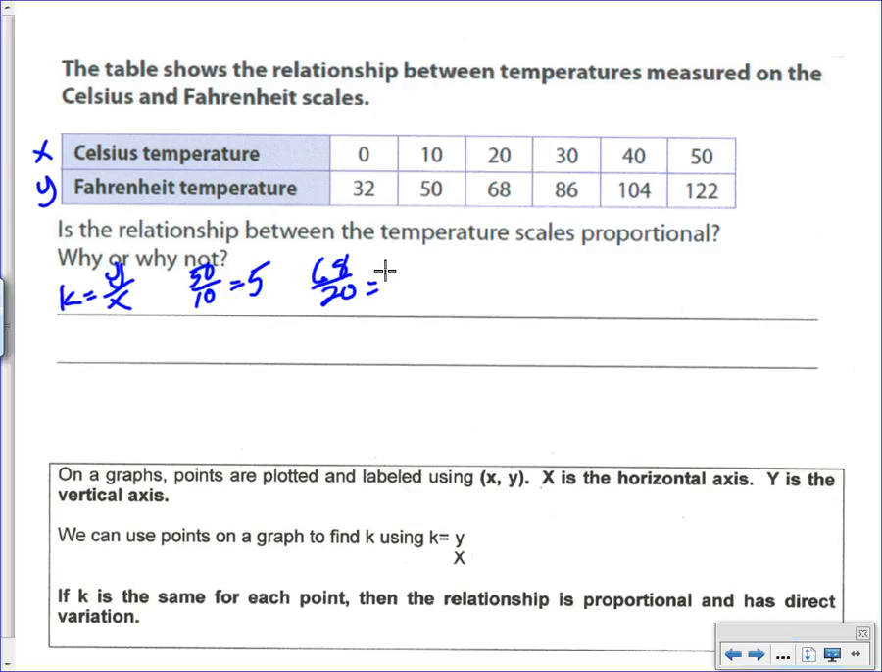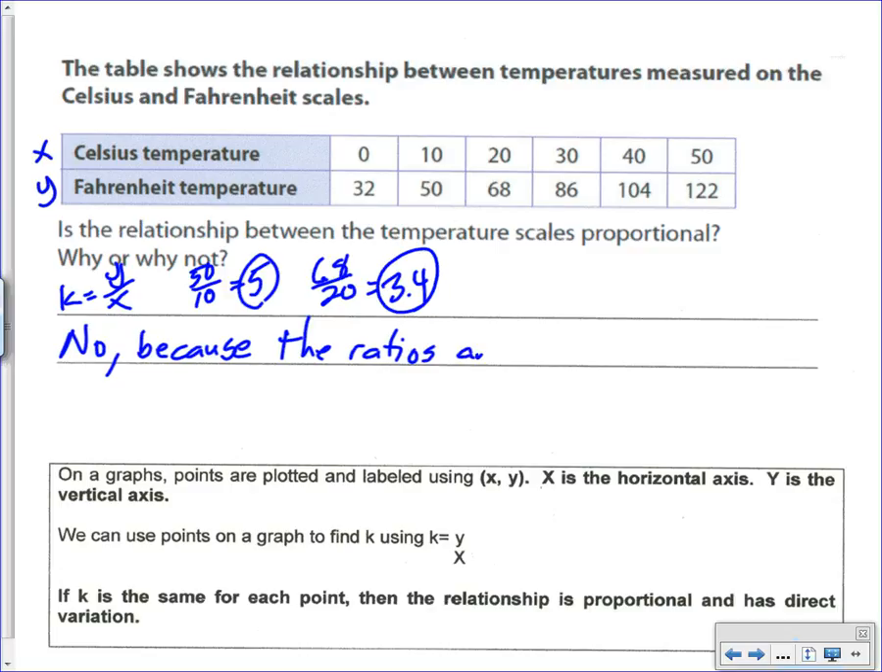3.4. So these are not the same. So no, it is not proportional. Why or why not? Because the ratios are not the same, or not constant.